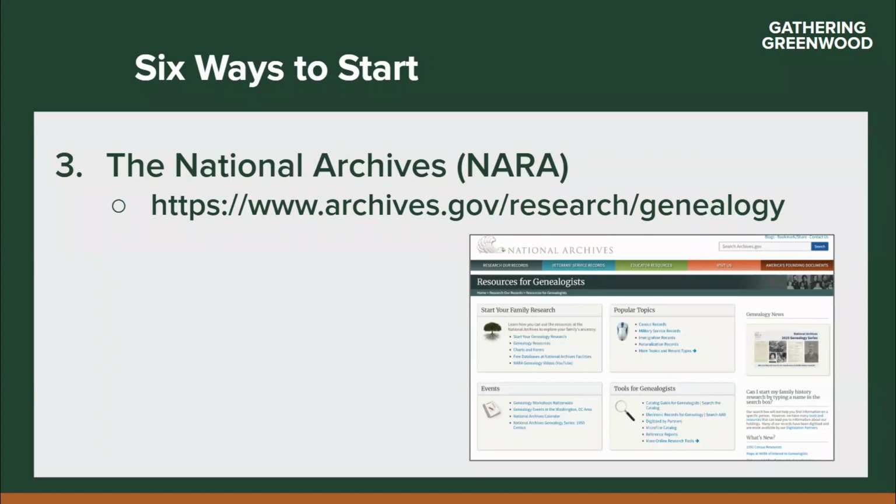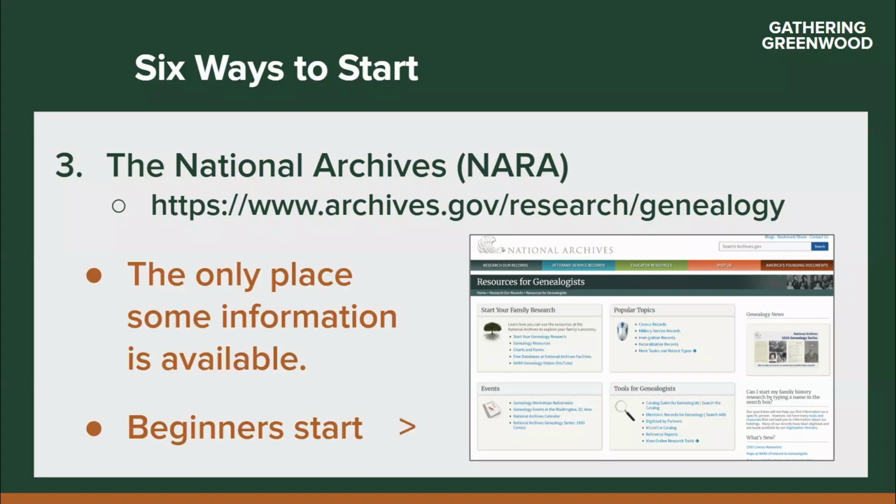The third way to start learning about records, events, and locations is the National Archives website. A lot of the records you can search on FamilySearch and Ancestry will come from the National Archives and Records Administration collections, which is abbreviated as NARA. However, no one has all of the NARA records available online, not even NARA. There's a lot of good stuff that will need to be looked up in person at the appropriate branch or ordered from NARA directly.